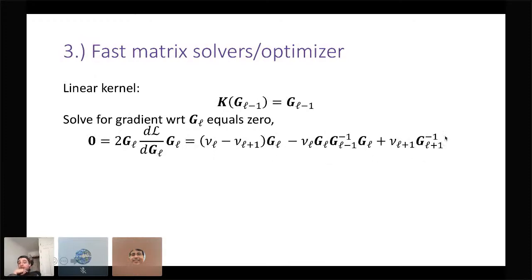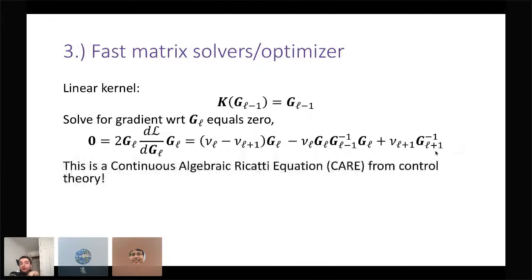So I'm now going to think about doing coordinate descent. I'm going to solve here for GL with fixed previous Gram matrix GL minus 1 and fixed subsequent Gram matrix GL plus 1. So this is now a matrix quadratic equation. There's one GL here, two GLs there, and no GLs on this side. It turns out that this is an equation that we as machine learners probably don't know how to solve, but control theorists do. This is called a continuous algebraic Riccati equation, and it's very well studied in the control theory literature.